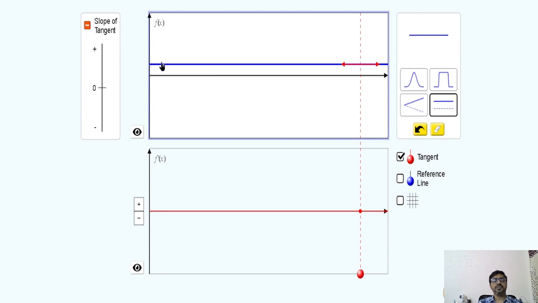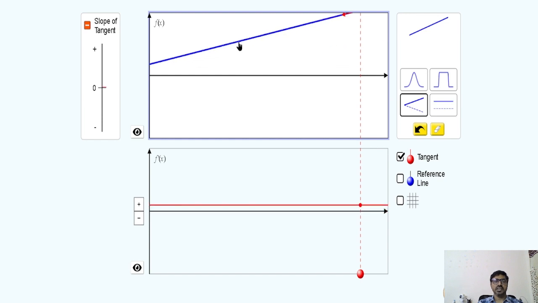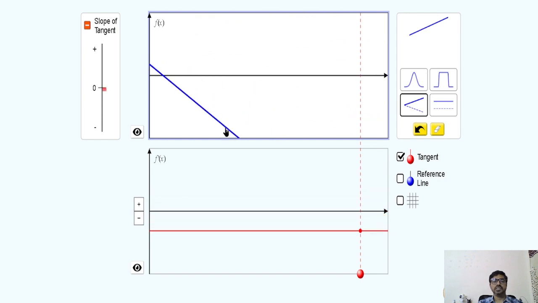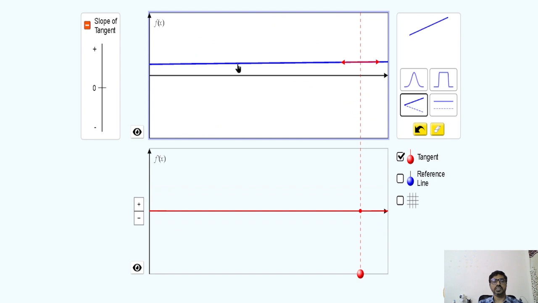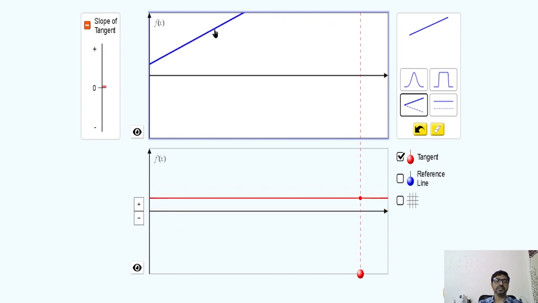Okay, now that the graph is parallel to x-axis, we have it like this. How about when the graph is making a certain angle? Let's say it is not parallel to x-axis, maybe an upward sloping graph. You see, as it is becoming upward sloping, I can show the tangent over there. You see, the tangent makes an angle. The tangent is upward sloping, and so the slope is positive, and f dash of x is positive.